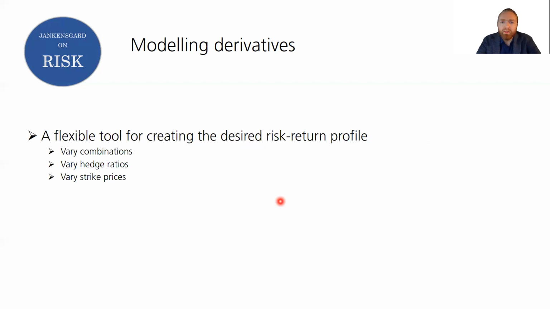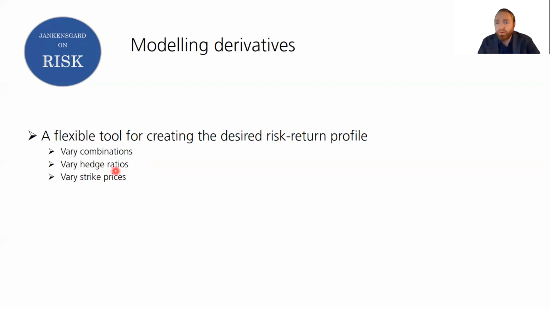And it turns out that these derivatives are indeed a very flexible tool for engineering or creating the exact risk return profile that you find desirable. And that means putting together different combinations of derivatives. I mean, they come in many flavors, right? So you can set up a portfolio with almost any combination, and choose different hedge ratios. You can hedge a fairly small fraction of your exposure or the entire exposure going forward. So that will obviously impact your risk profile, as will the choice of strike prices.